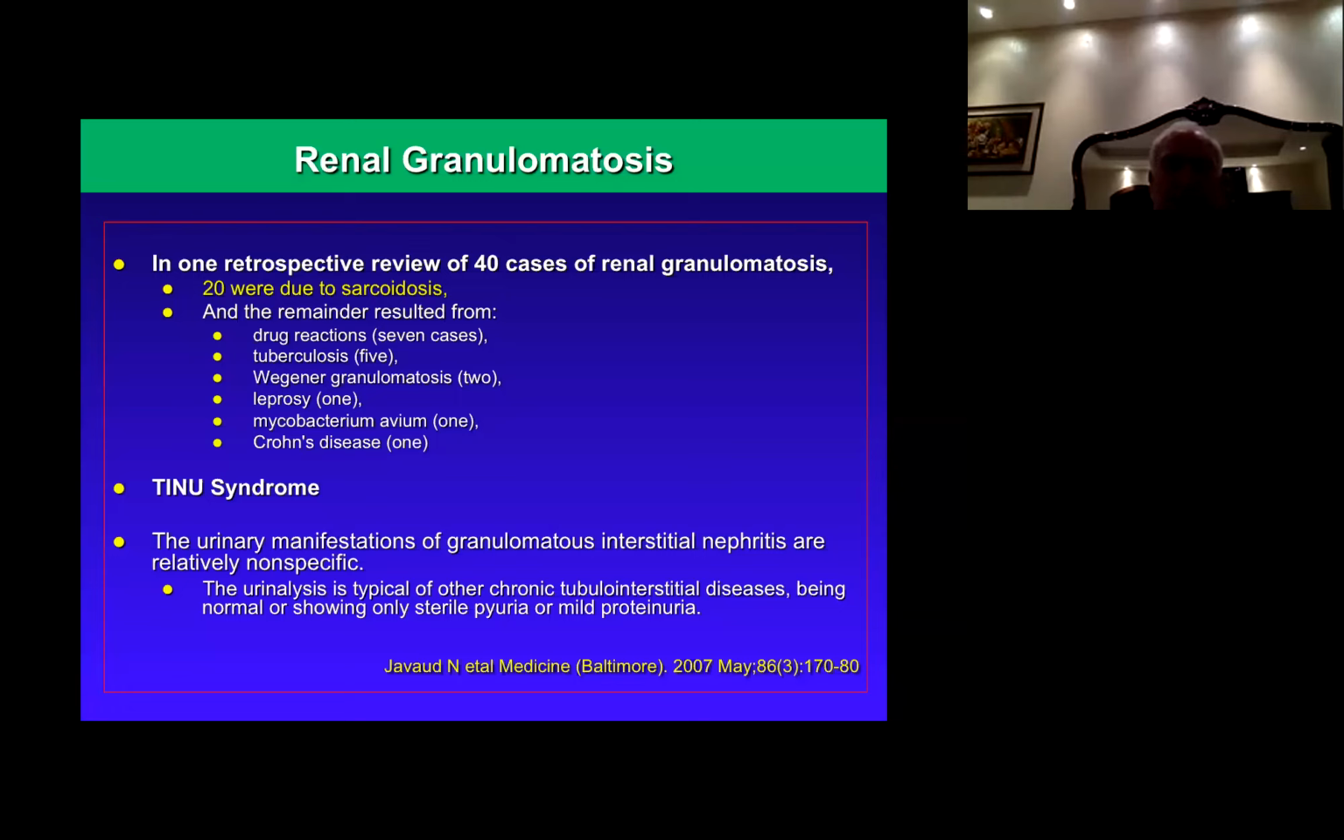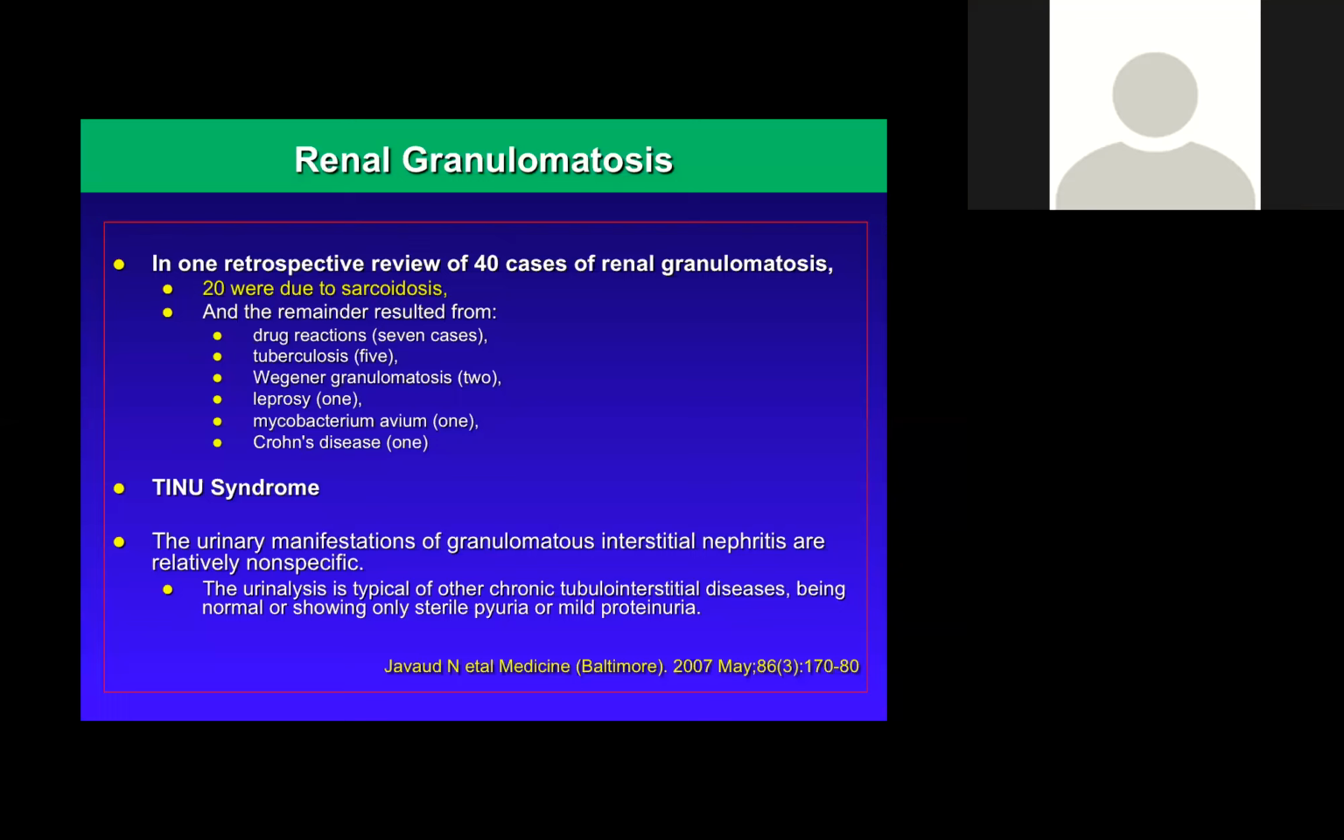TINU, as Ala was just talking about, has urinary manifestations of granulomatous interstitial nephritis, relatively non-specific. Urine analysis is typical of chronic interstitial disease, normal, showing only sterile pyuria. You have to remember sterile pyuria is indicative of what we have. Any question about sarcoid?